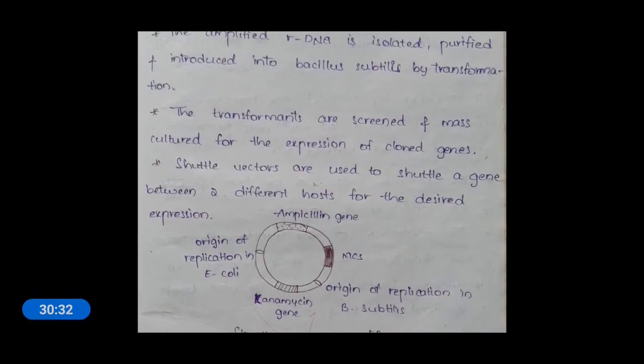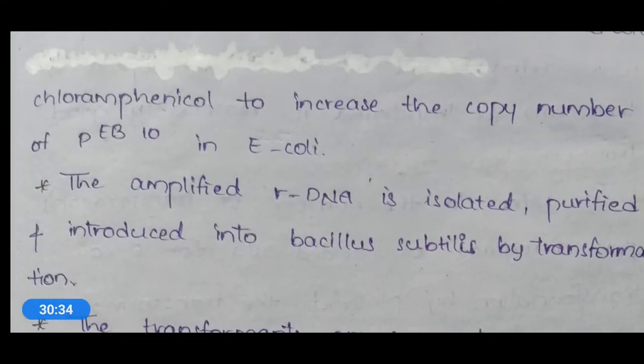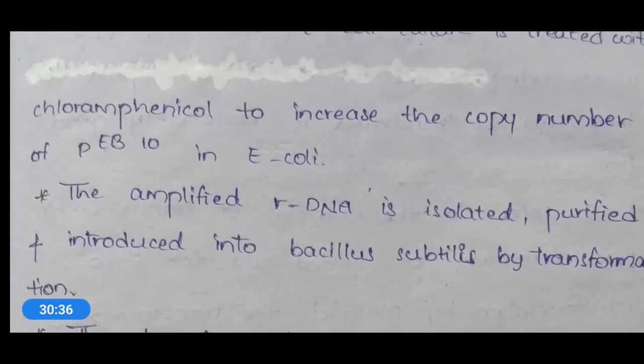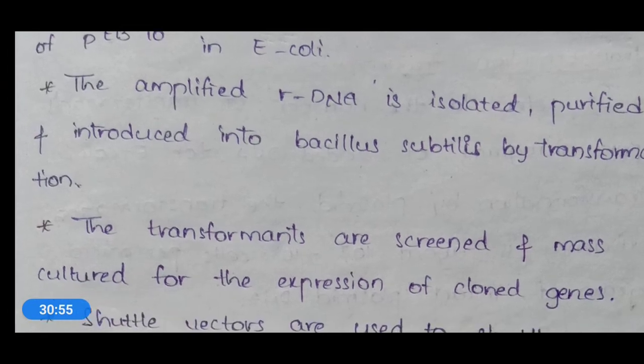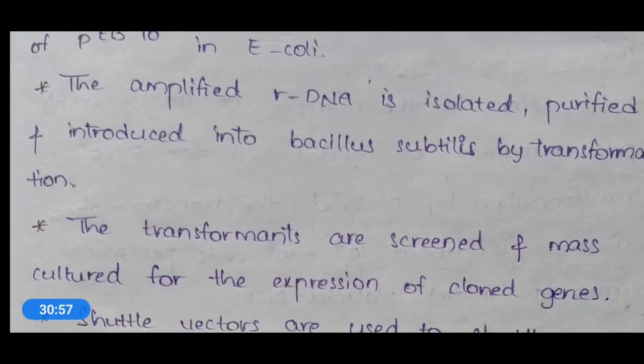This copy number will be increased in pEB10 by treating with chloramphenicol in E. coli cells. And here the amplified rDNA is isolated, purified and introduced into Bacillus subtilis for transformation.